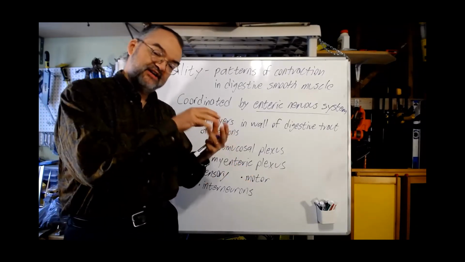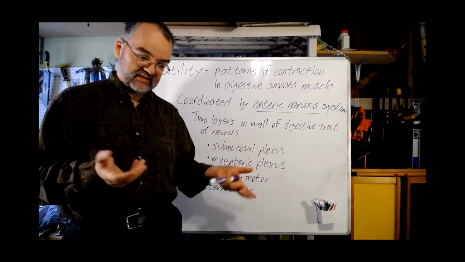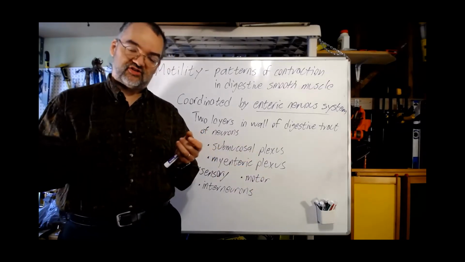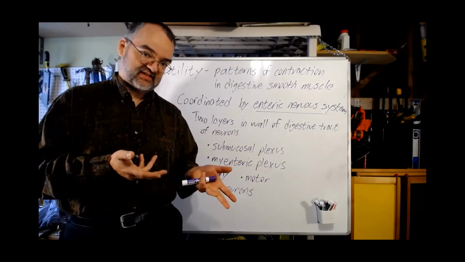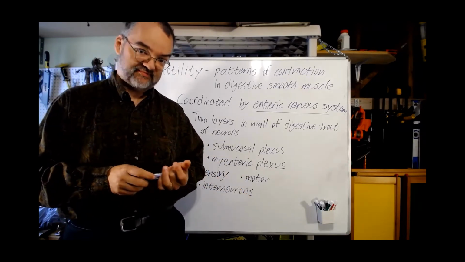We also communicate from one area of the tract to the other. For example, the duodenum communicates with the stomach to control how quickly the stomach empties its contents into the small intestine, and that's partially done through the enteric nervous system.